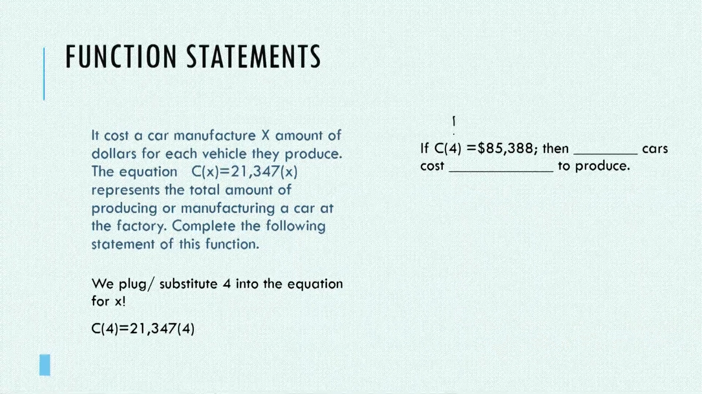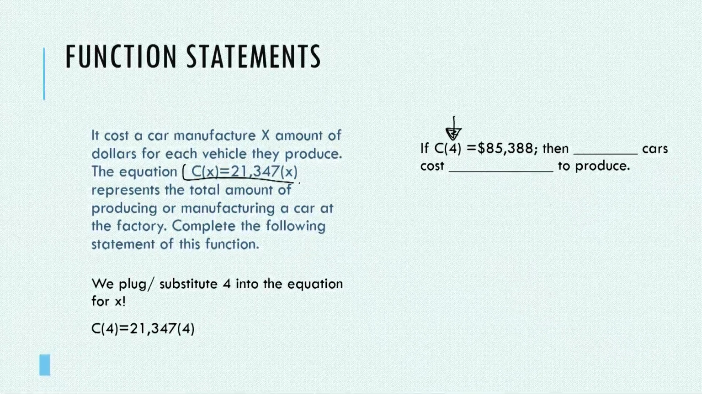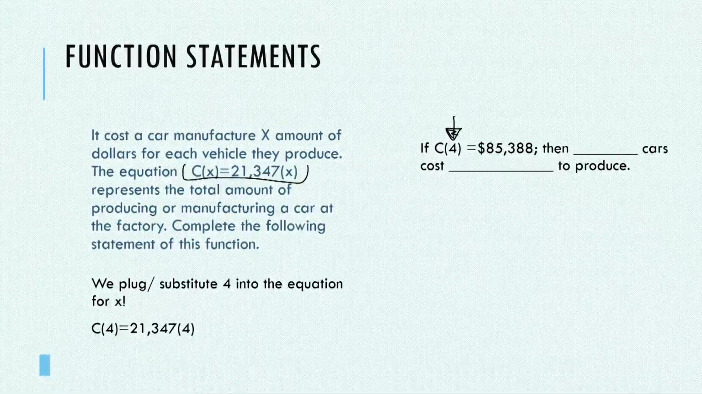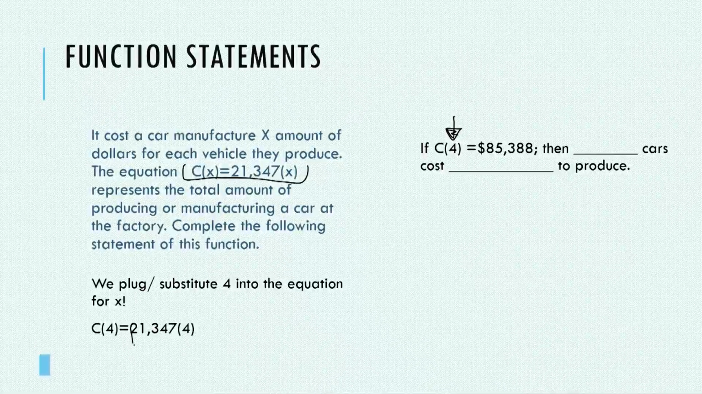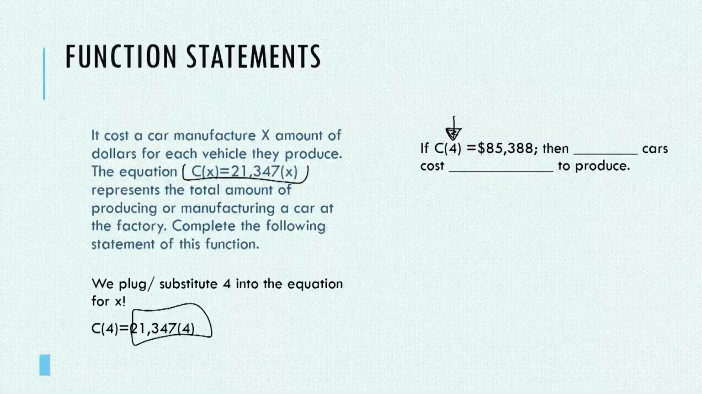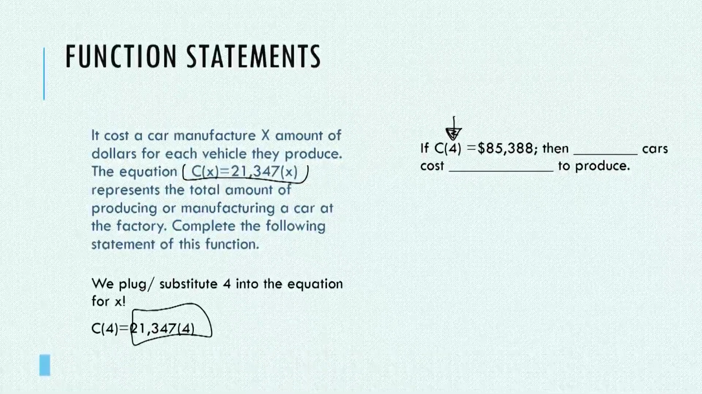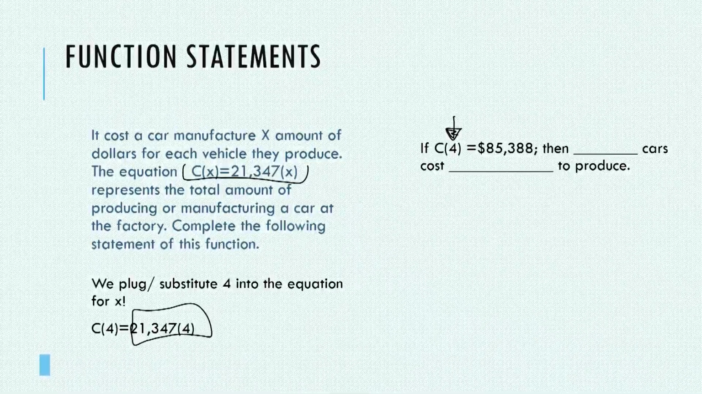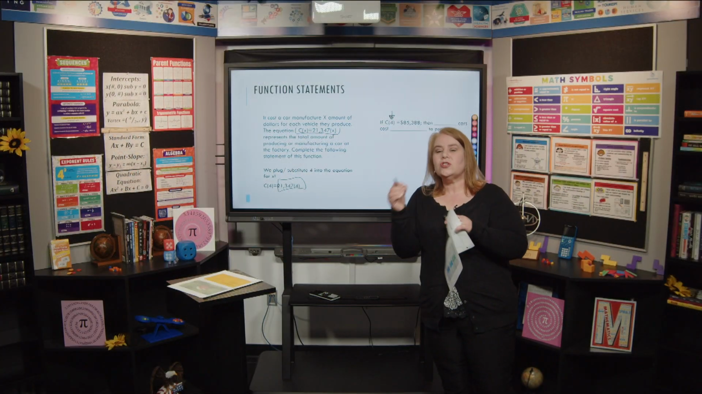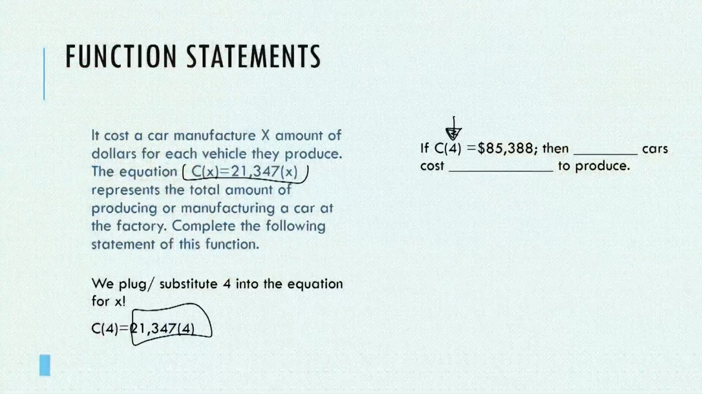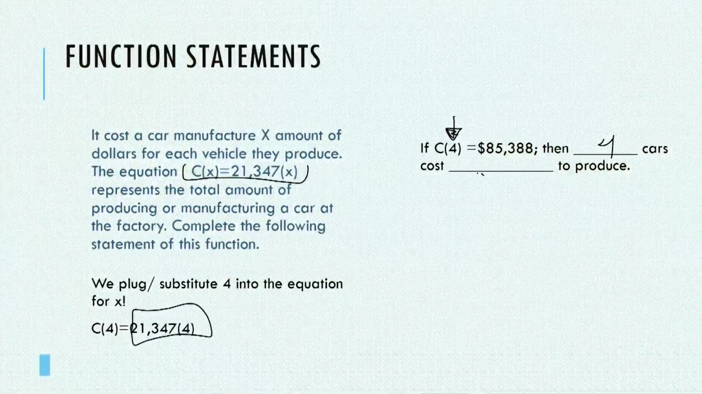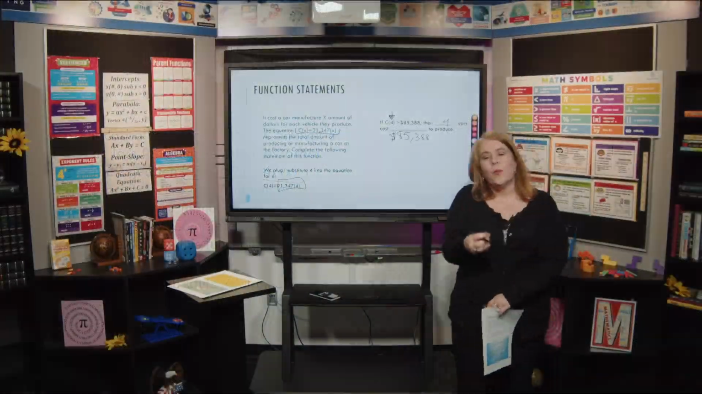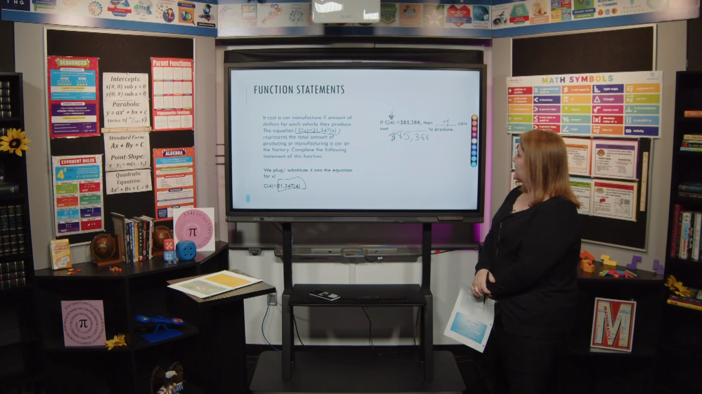If we plug this 4 into our given function, we find out that C of 4 equals 21,347 times 4. Everybody put this in your calculator right now, 21,347 parentheses 4. What do you get? You're right, 85,388. So when I look at this function statement, let me interpret what it means. It's saying that for 4 cars, it costs $85,388 to produce them. That is how we are interpreting these equations with these functions.